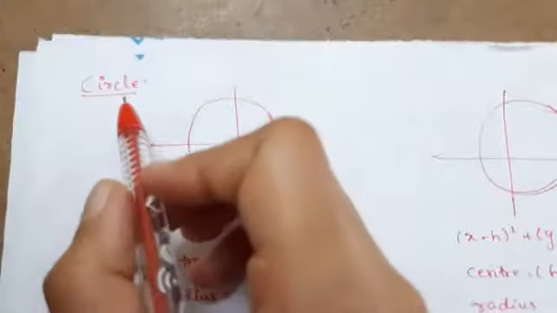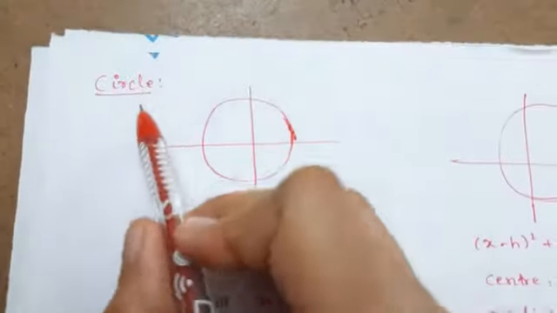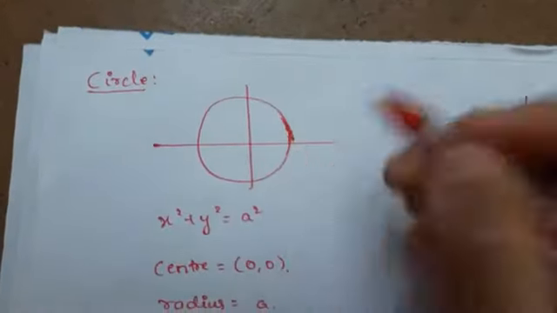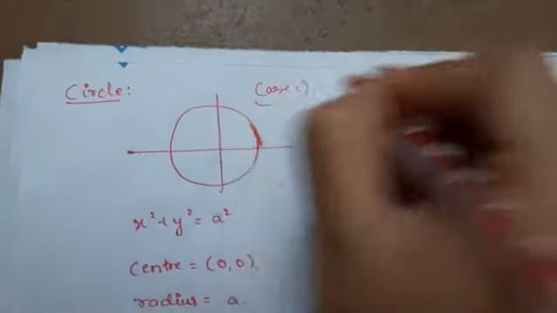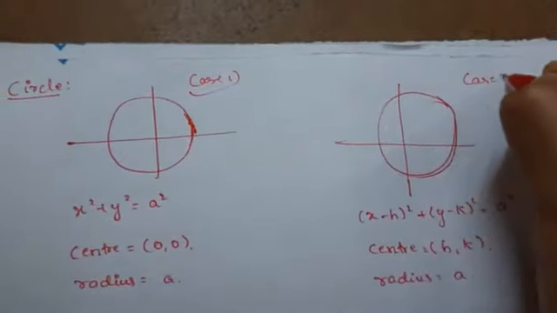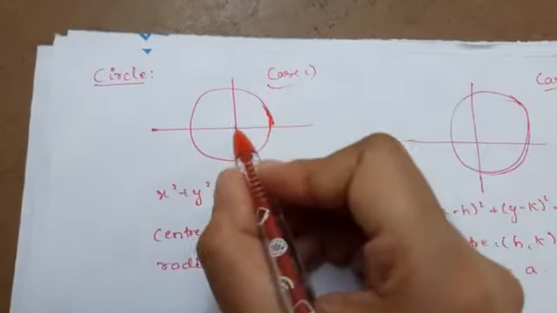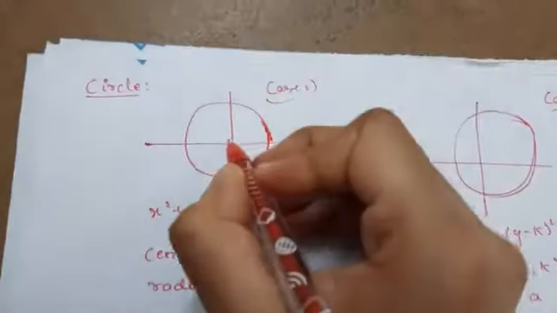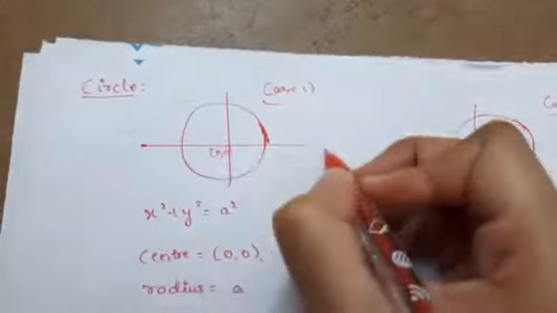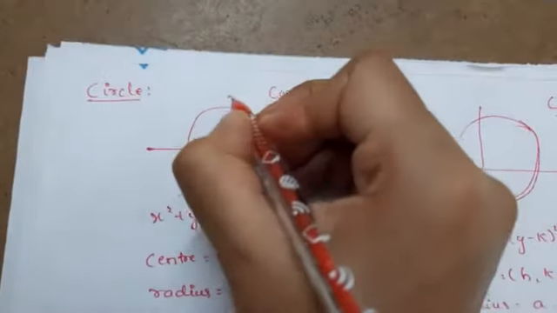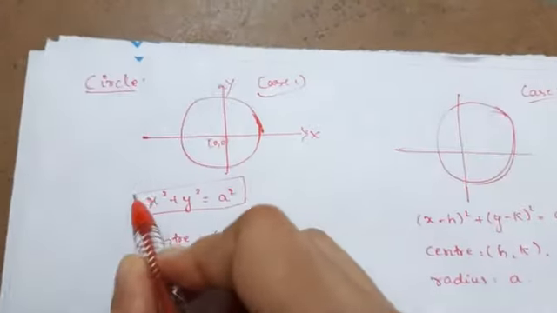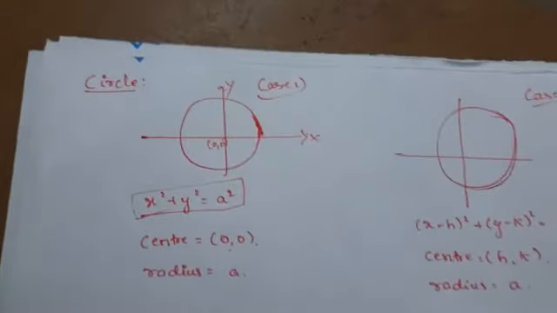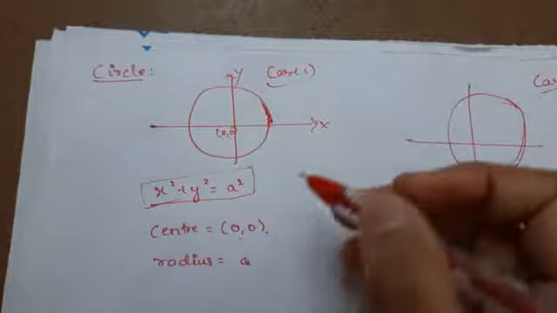The first thing coming under the conic sections is the circle. So for a circle we generally have two cases. This is our case 1 and this is our case 2. In case 1, what we are seeing here is that our center is at the origin, that is 0, 0, and this is our x-axis and this is our y-axis. When the center is at the origin, the formula is x square plus y square is equal to a square, where a is the radius of the circle.